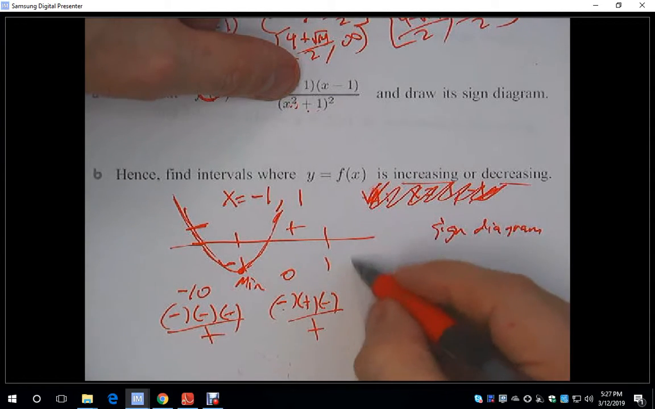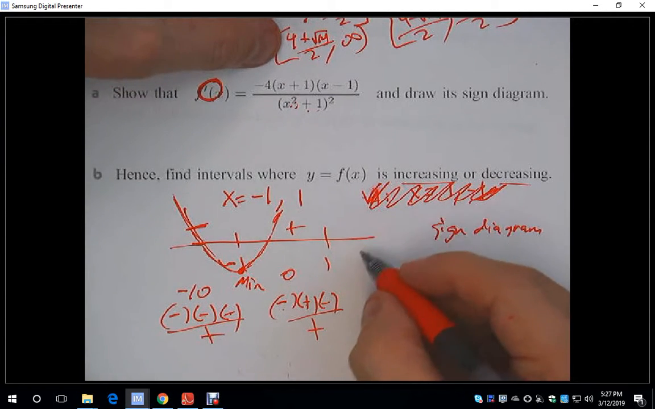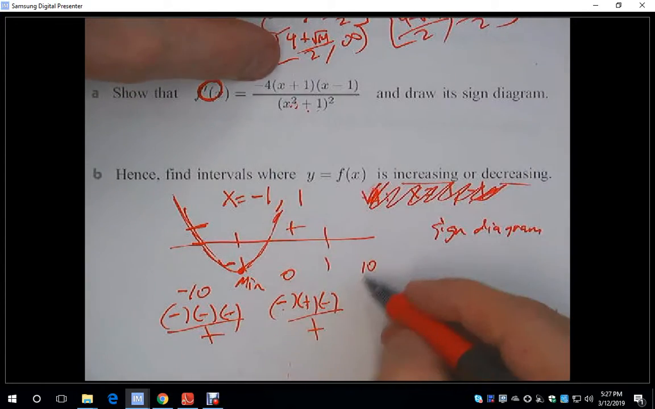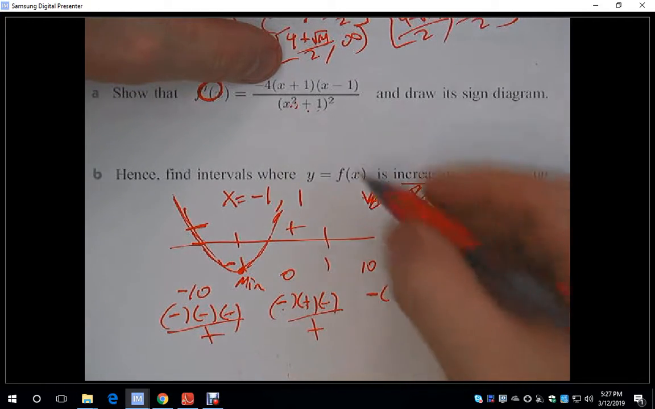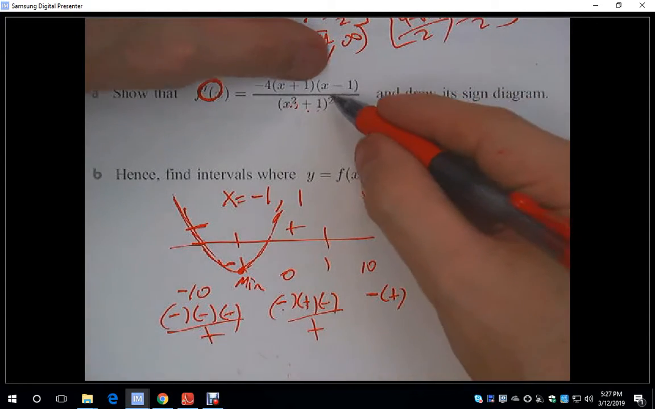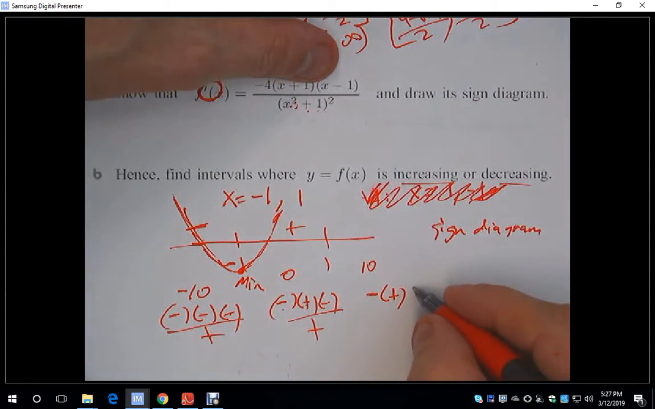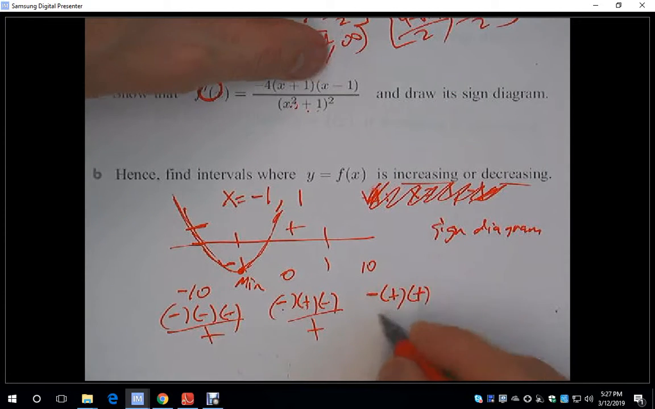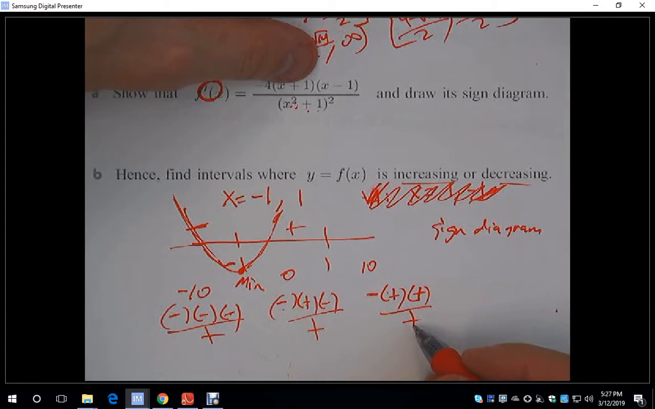And then what happens after 1? Well, let's try, I don't know, how about 10? So I have this -4 hanging out here times this 10 plus 1, that's 11, that's positive. And then we take the 10 here, 10 minus 1 is going to give me a positive number. And then all over a positive, and a negative times a positive, that's a negative, and I have a negative over a positive, that's a negative.